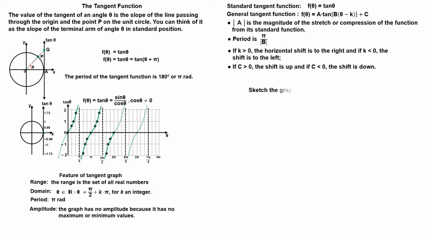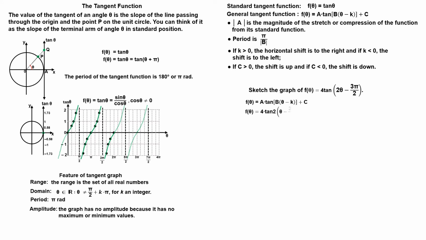Sketch the graph of the function. We start by comparing the function given with the general tangent function. But in this particular function, there is a 2 multiplied on the variable. So we need to factorize out the 2 that is multiplied on the variable to rewrite this function in the general tangent function form.